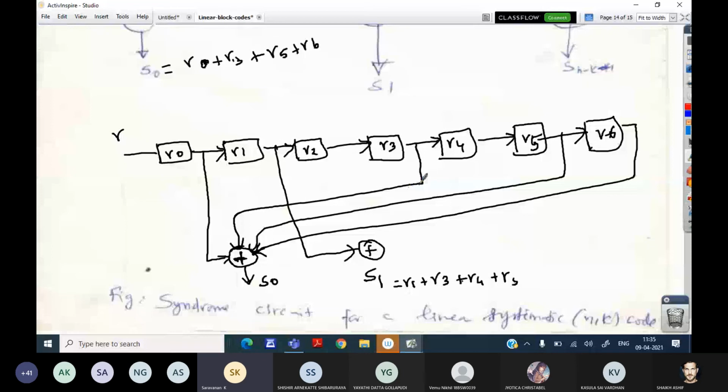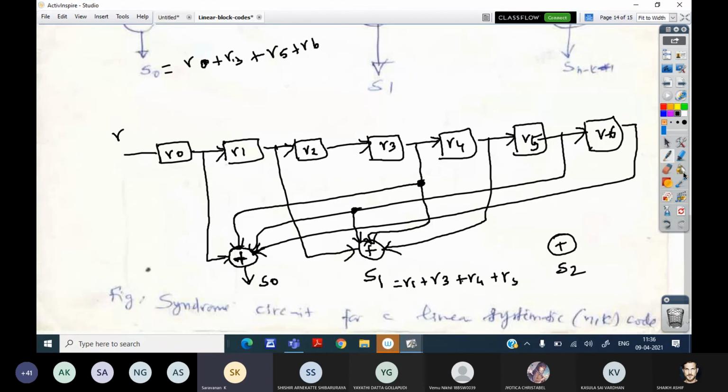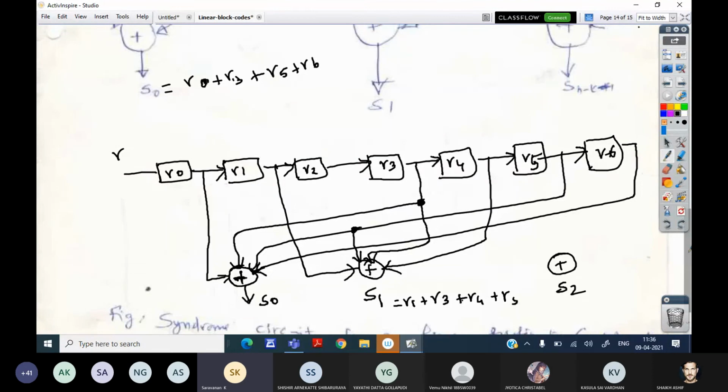So R3, I can take from this. Next R4. R5 I can take from this. Similarly, I have to complete this S2. So the previous circuit is the general circuit, and now this is my circuit related to the (7,4) code.